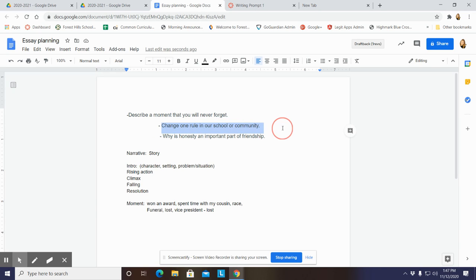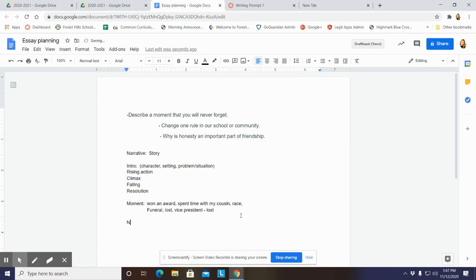How can I plan for change one rule in our school or community? Now, for a narrative story, I'm going to have to think about maybe from the perspective of talking about the problem here, and at the end, that's whenever the new rule was implemented. So maybe I won't even talk about that rule at the beginning. Maybe it just comes out at the end. Or maybe I tell the story of how I got a rule change in our community.